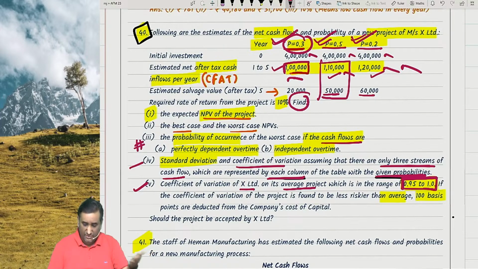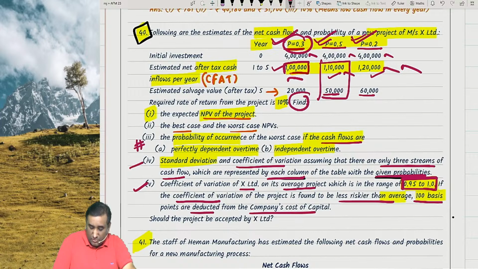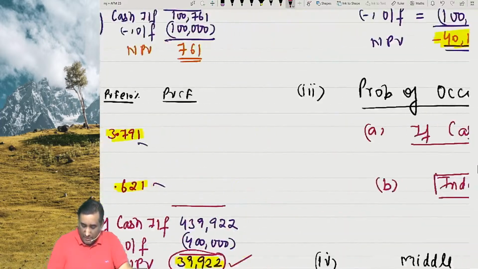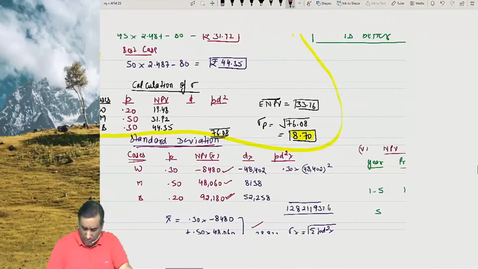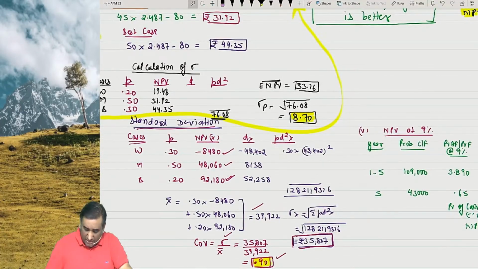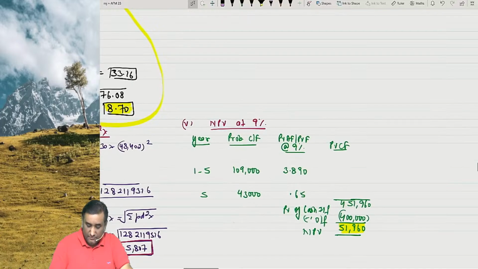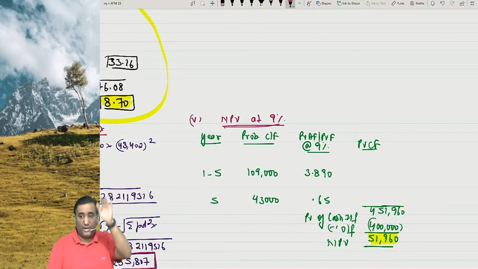That means X Limited is the company we are doing the evaluation for. If the coefficient of variation of the project is found to be less risky than average, so it was coming 0.9, 100 basis points are deducted from the company's cost of capital. That means what we'll do, new cost of capital would be what? What we have done as of now, 10. And I think our COV was 0.9. That means we will do the discounting at what rate? 9%. Means your cost of capital will reduce. Lower the risk, lower will be the discount rate.